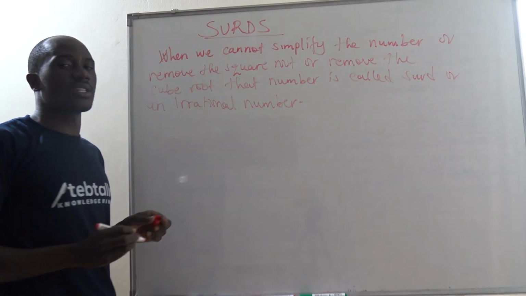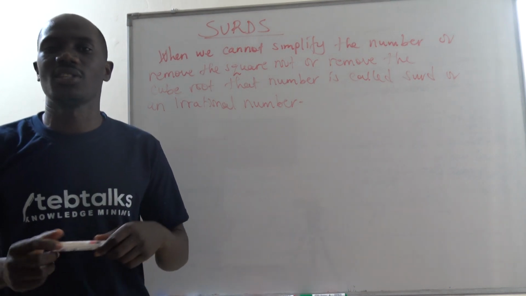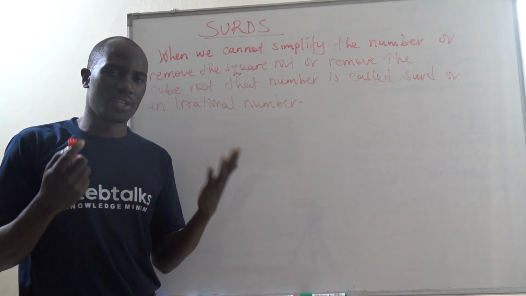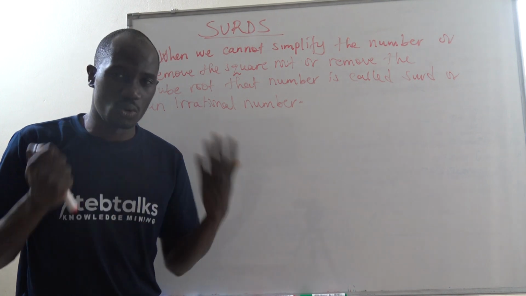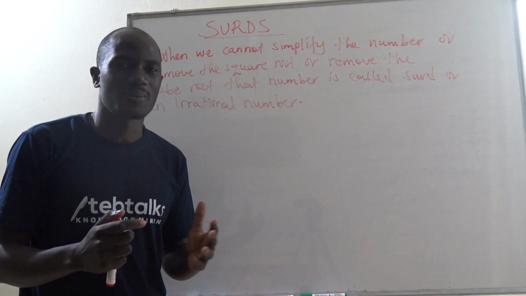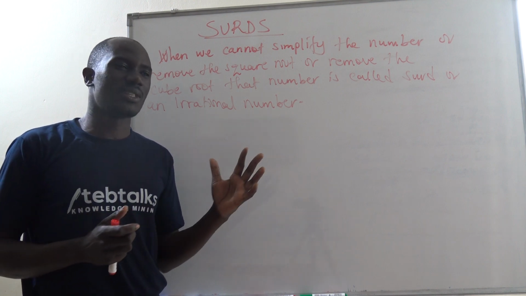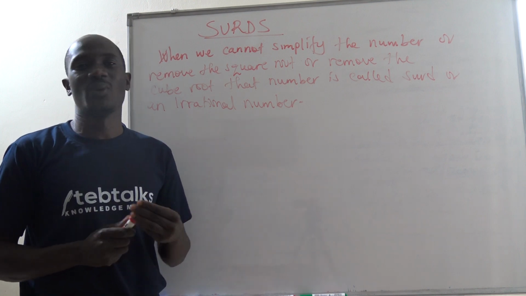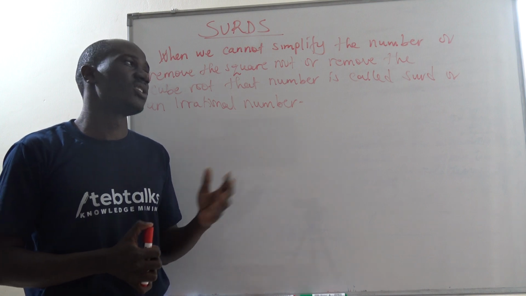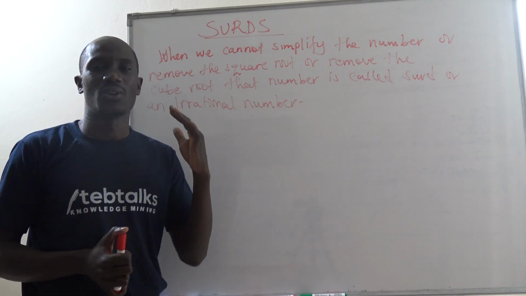And when we talk about an irrational number, we mean numbers which have no exact square root. For example, the square root of 2, square root of 3, root 5, root 7. Those ones have no perfect square. We call them irrational numbers, or in simple terms, we call them surds.